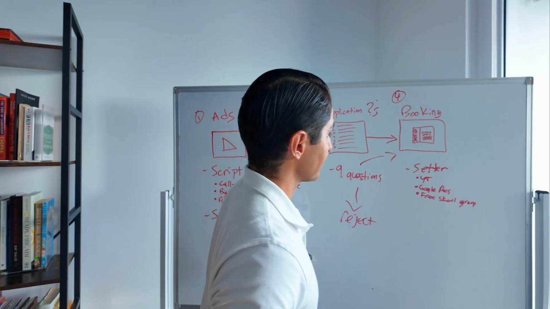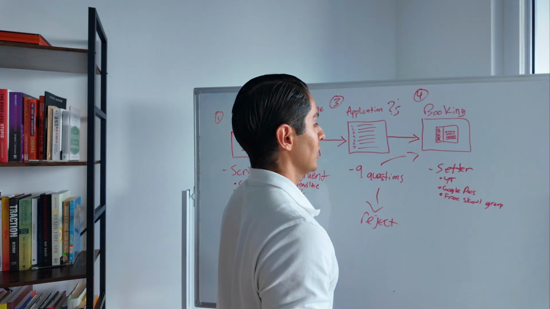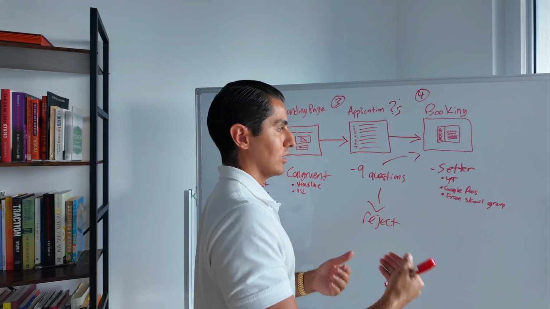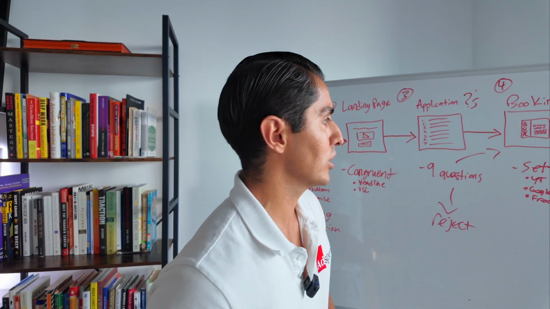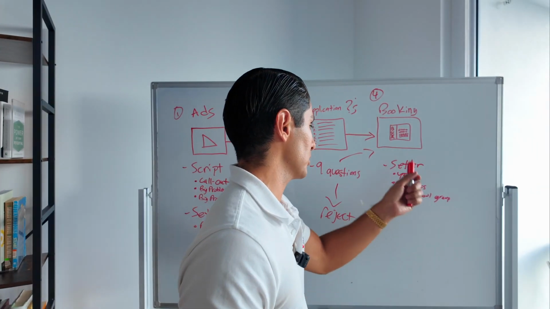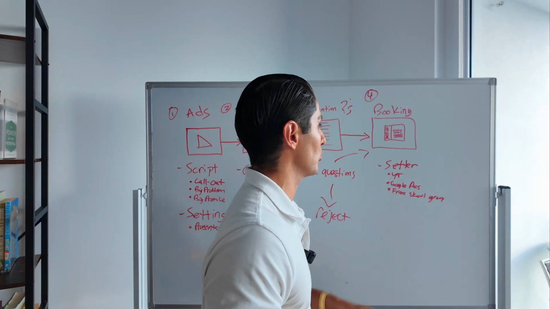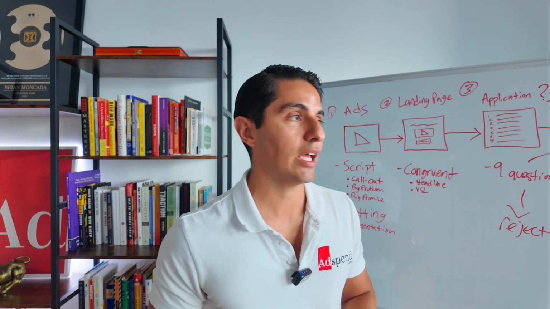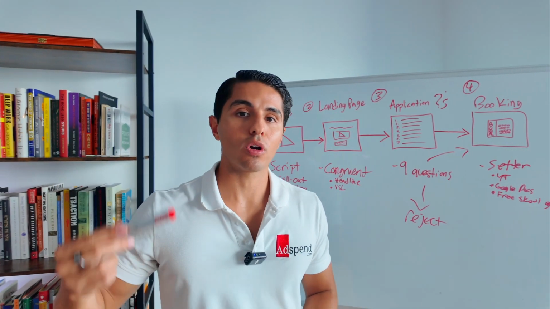Once they book, have a setter reach out to them, qualify them even more to make sure they're actually a good fit, get to know them, do a good discovery, a quick 15-minute triage, send them a YouTube video, send them some Google Docs, send them access to a free school group before they book on the closer's calendar, or before they actually talk to the closer, I should say, to further improve your lead quality.